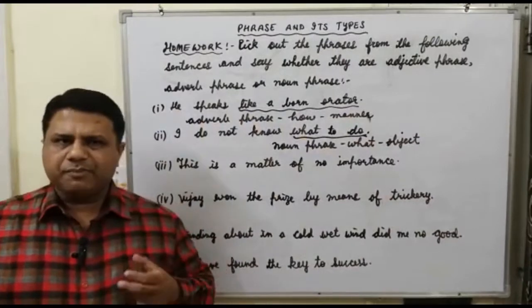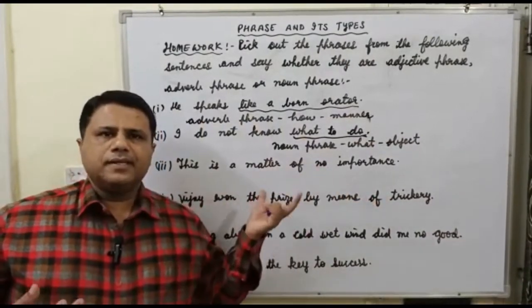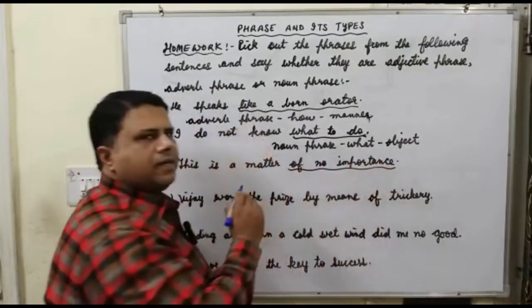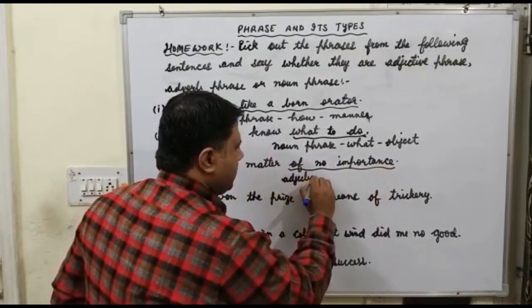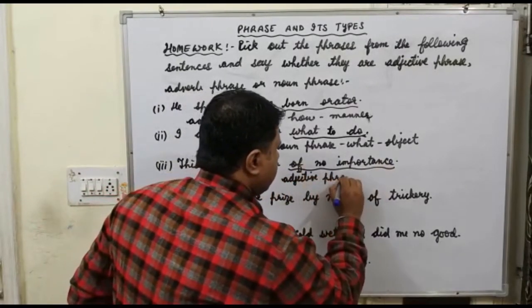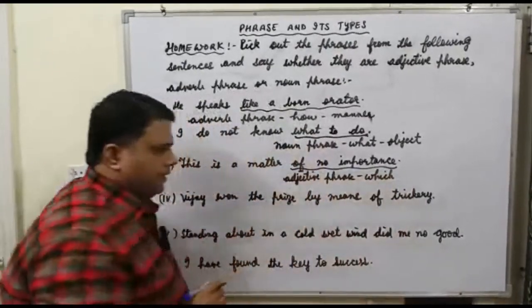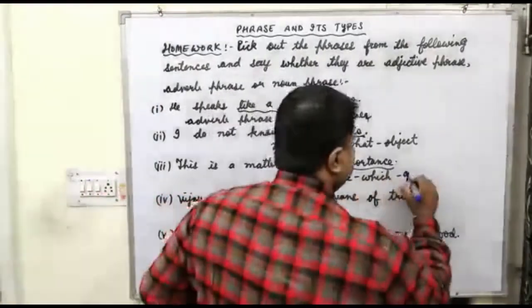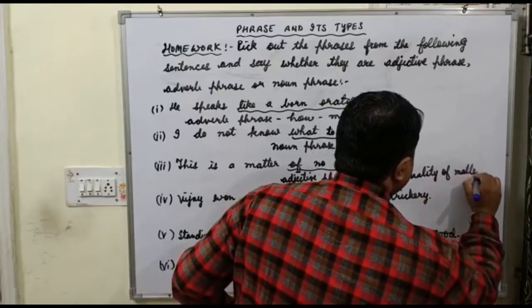Moving on to the next part, this is a matter. Which matter? Of no importance. This is a matter of no importance. Obviously, it is telling us more about the matter. So this is an adjective phrase. It tells us the which part of a sentence. It tells us the quality. Quality of what? Quality of matter.